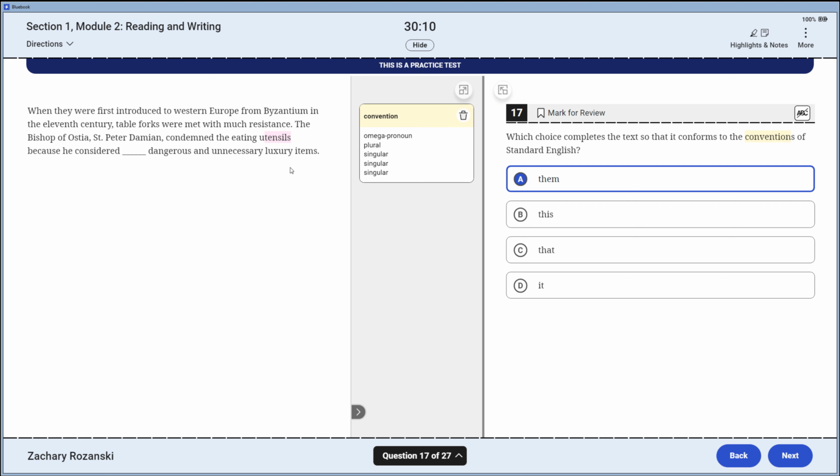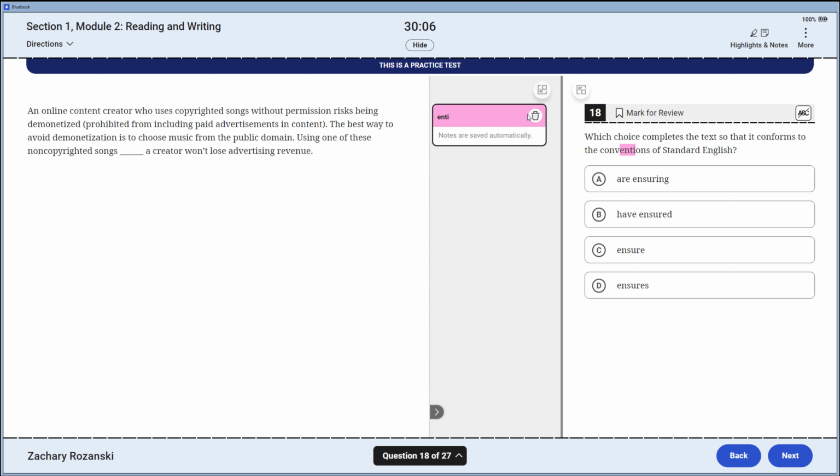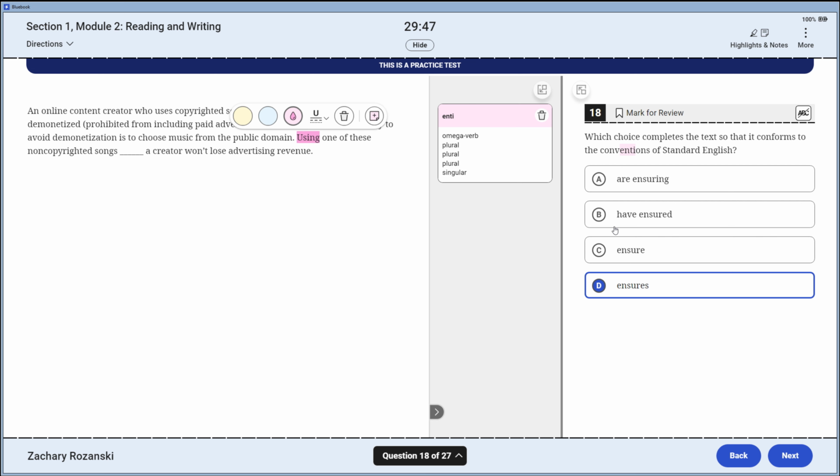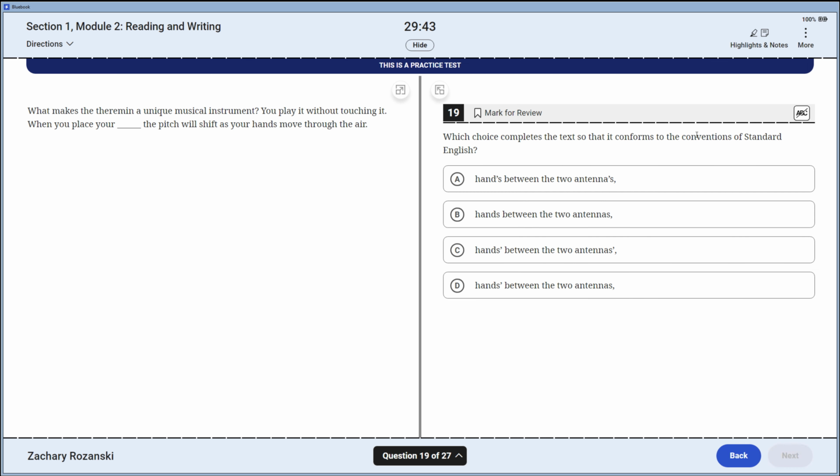This guy had it out, looking out for all of us, especially his people. That's going to be the right answer. I'm going to pick this and move on to the next one. I've got an omega convention popping for verb. I've got a plural, a plural, a plural, and a singular. So I'm going to bias the odd man out, but go looking for a reason to pick something. The entire subject is using one of these non-copyrighted songs, but we'll just smack the using. Using is singular. Using ensures a creator won't lose advertising revenue.